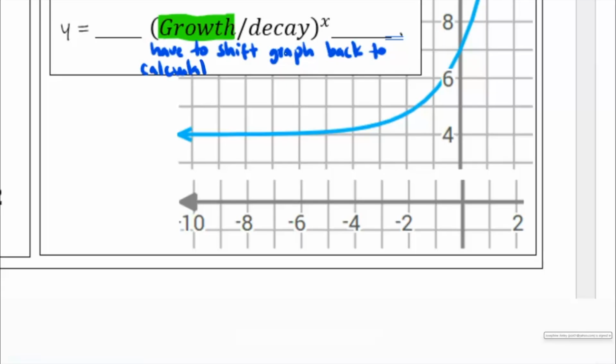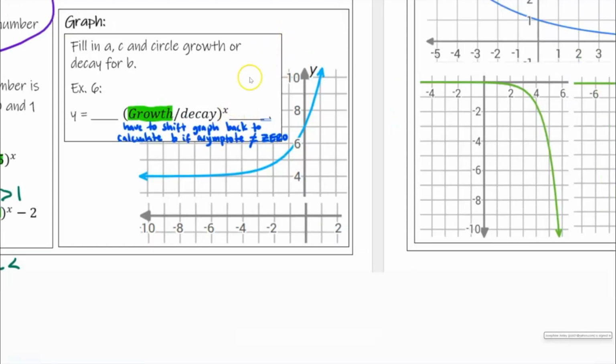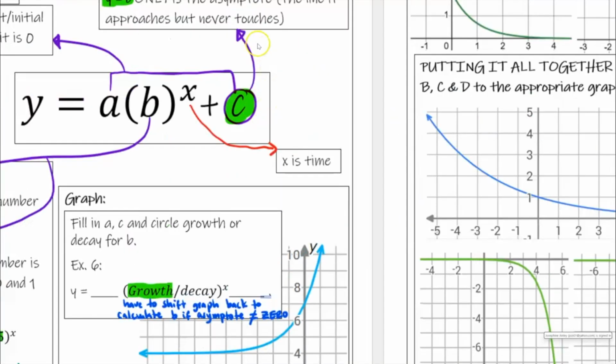So you're going to write this down on the second problem as well. To calculate B, if your asymptote is not 0. All right, so let's find the asymptote in this case, because I keep saying it's not 0, but we haven't found it. So what's the asymptote once again?